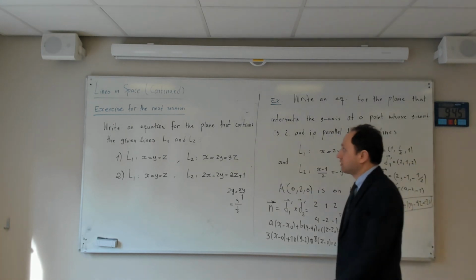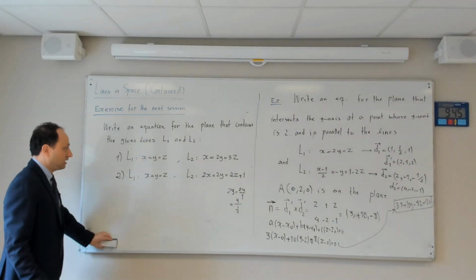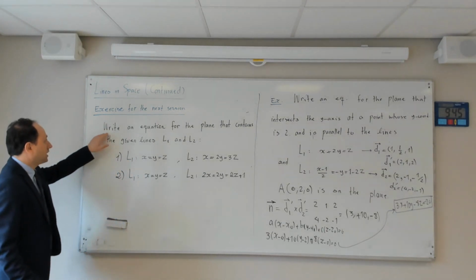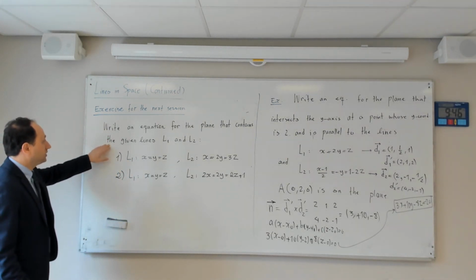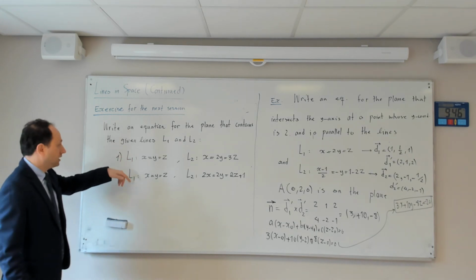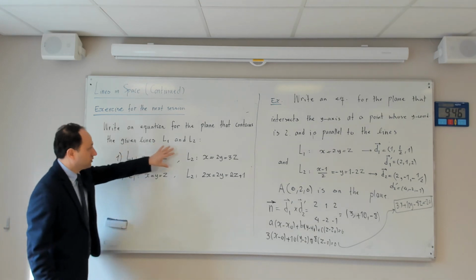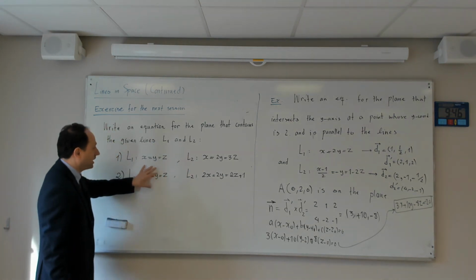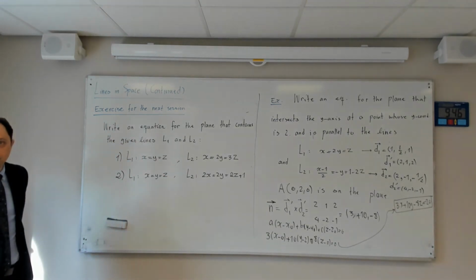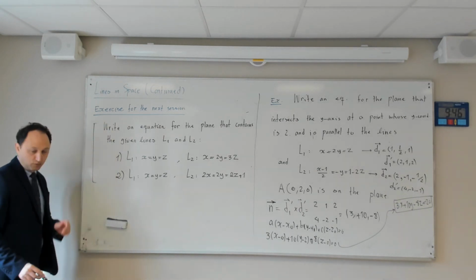I really want you to think about these two. They are the same problem, and there is a reason that I have written it two times with different equations. So write an equation for the plane that contains the given lines L1 and L2, yes? One case, you have to solve it in two ways. So L1 is this, L2 is this, but I keep L1 the same, I change L2. There are some differences going on. I want you to understand what's the difference between them. But I really want you to solve this for the next time. It will teach you a lot.